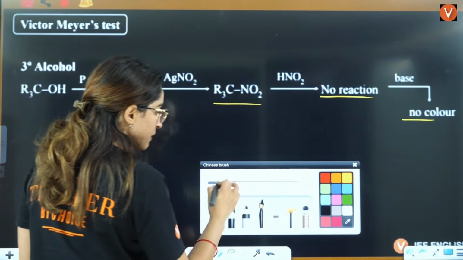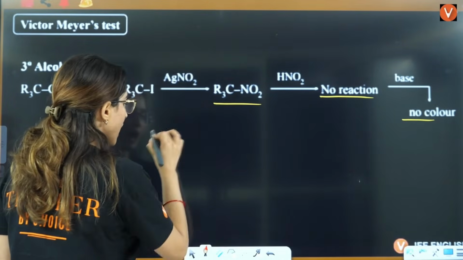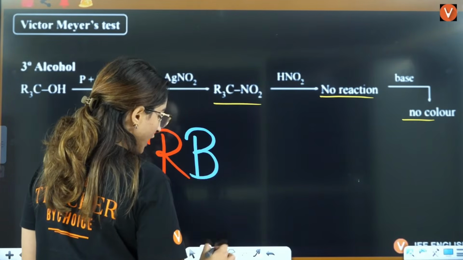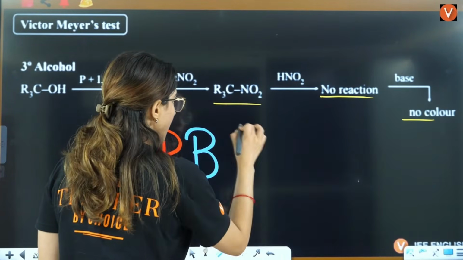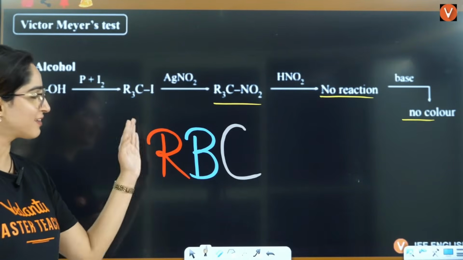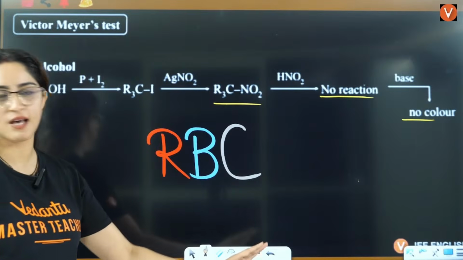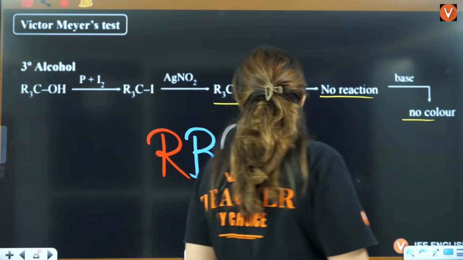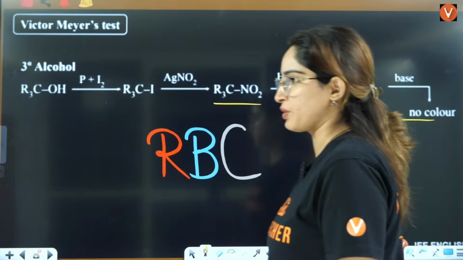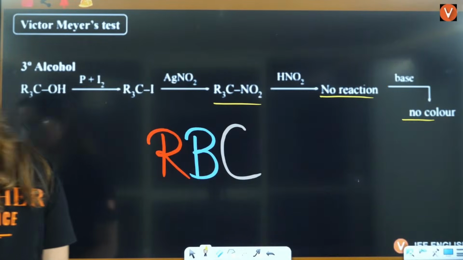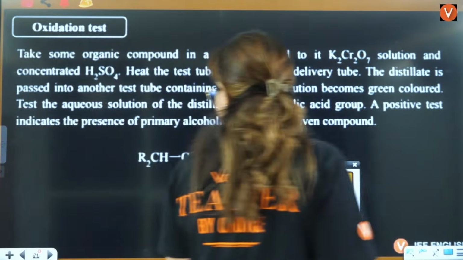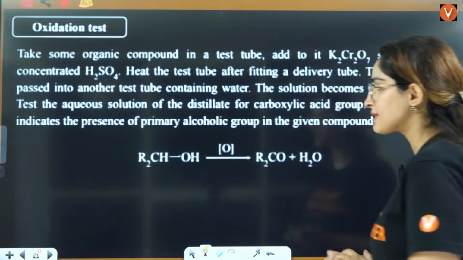So how do you remember this? Remember this by RBC, we all have RBC, right? RBC, red blood cell: red, blue, colorless. Okay, 1 degree, 2 degree, 3 degree. This question can be directly asked. Right, everybody? Okay. Then there is the oxidation test, right?